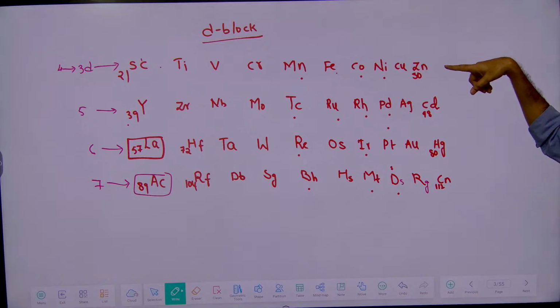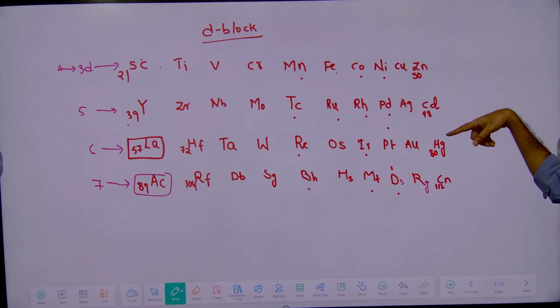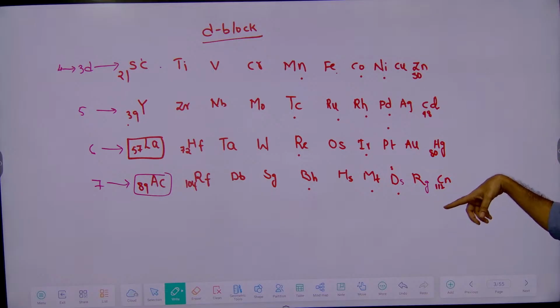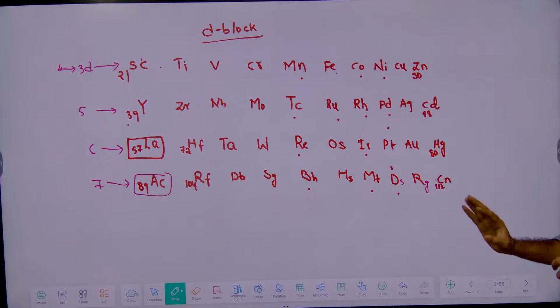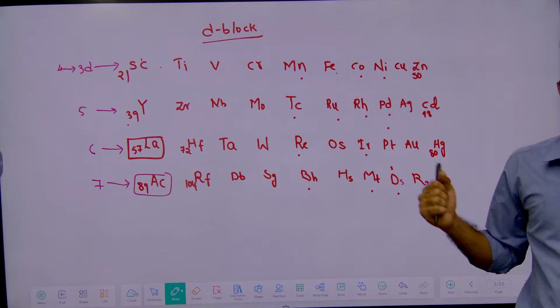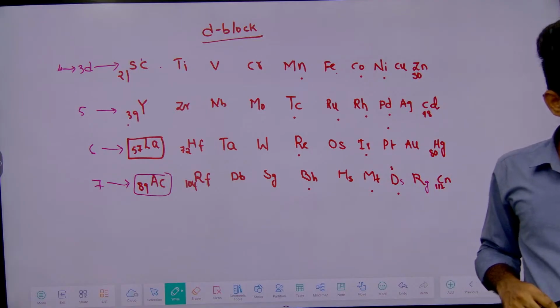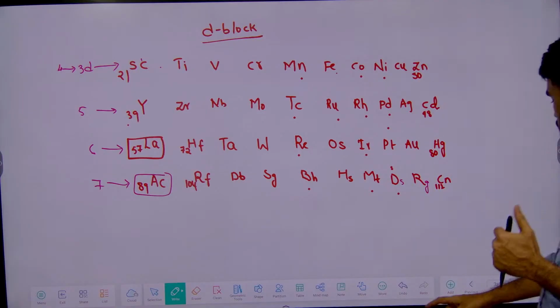Next, this one definitely we should know. What is that? Zinc, cadmium, mercury. Next one is copernicium. Remember copernicium. What is the number of copernicium? 112. That is also important. Okay, done. So if you want, you can make a note of these elements. Done? Okay, next.